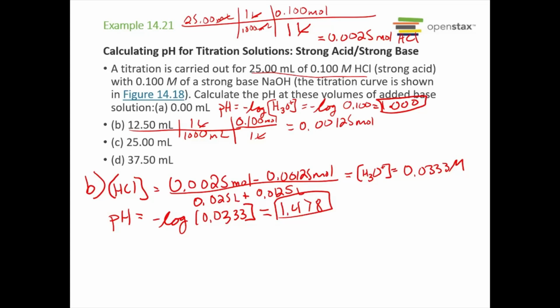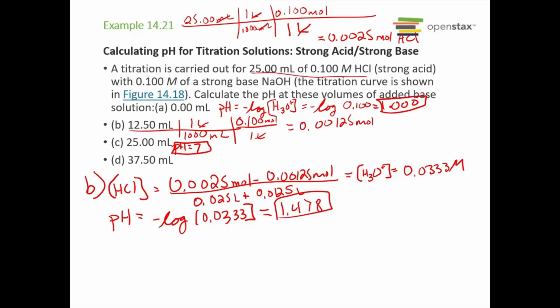Now for part C, since we added 25 milliliters of 0.100 molar sodium hydroxide, that means we've added the exact amount of moles of NaOH, same as HCl. So that means our pH is 7 because we have neutralized all the acid. We're right at the equivalence point. So we don't even need to do anything there. We can see our moles of acid are equal to our moles of base.